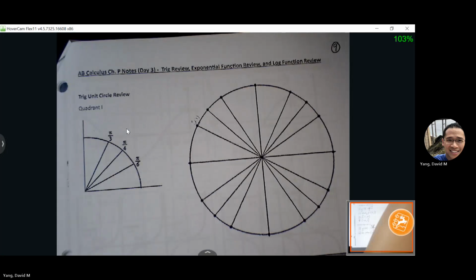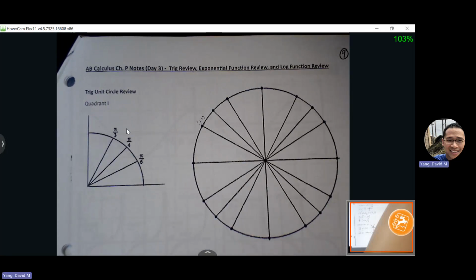Okay, next page. So last year, you spent quite a bit of time on trig. Remember, you did trig identities, verifying trig identities, sum and difference, law of sines, law of cosines, all that, right? But we don't have to worry about most of trig from last year. The one big thing that we need to know is the unit circle.